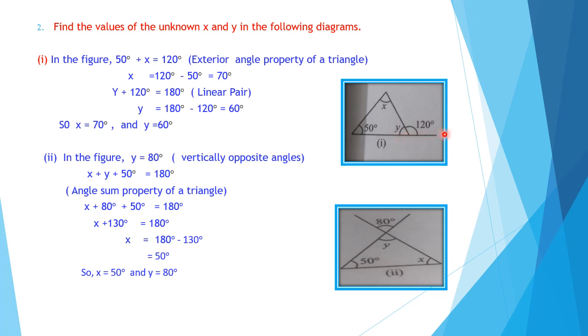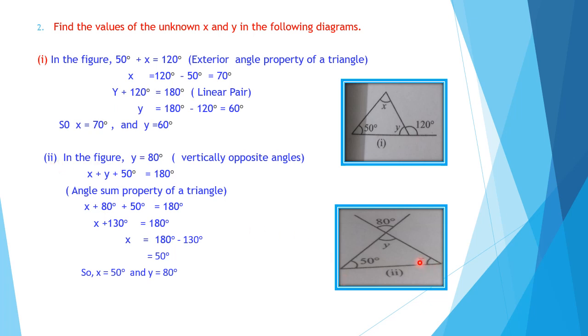And now you know this y and 120 degree, they make a linear pair. These two angles have the common arm and the remaining arms are like a line. So these two angles we say linear pair. And linear pair gives us a sum of 180 degree. Okay. So y plus 120 degree equal to 180 degree. Therefore y is equal to 180 degree minus 120 degree is equal to 60 degree. Understood?